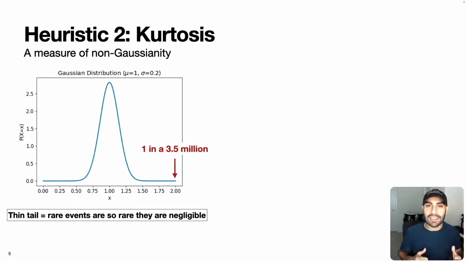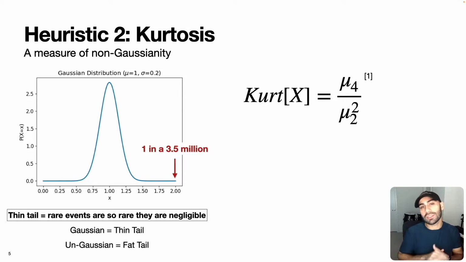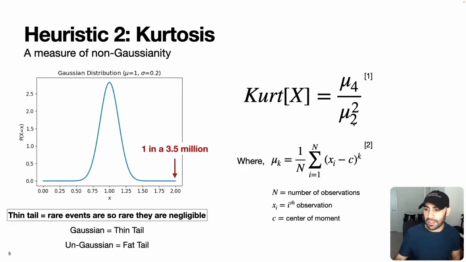Taking this as a starting point, the rough idea with heuristic 2 is saying, okay, Gaussians equal thin-tailed, so something that is un-Gaussian, or not Gaussian, should be fat-tailed. This motivates us to look toward these so-called non-Gaussianity measures, of which kurtosis is the most popular. We can define kurtosis according to this expression here, where mu4 and mu2 are the fourth and second moments of the distribution, which we can define like this.